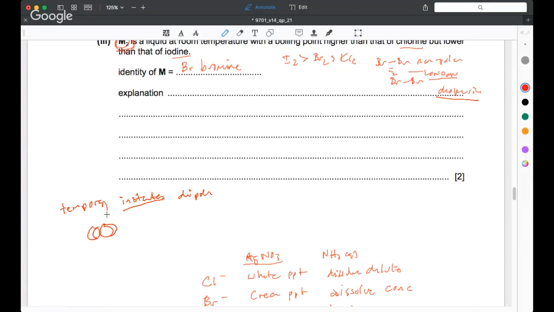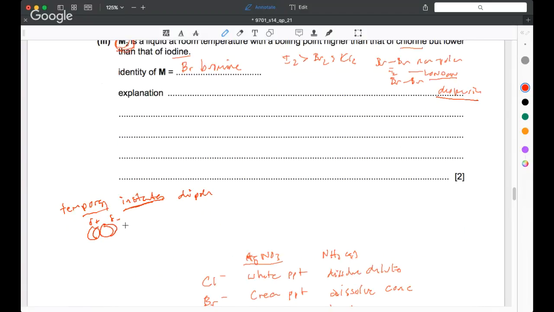And so you would have a temporary, at one particular instant, a temporary instantaneous dipole. So that might have a slightly positive end and a slightly negative end at one particular instant. If you averaged it over time, all these dipoles will cancel out. And so it's just a temporary dipole that exists for an instant. It's just like a fleeting event that happens.